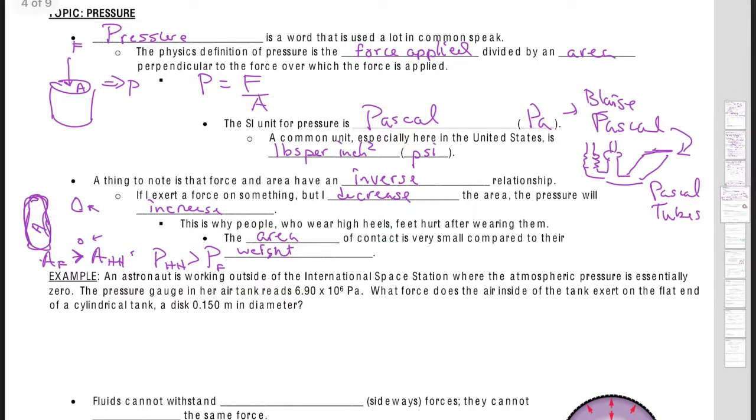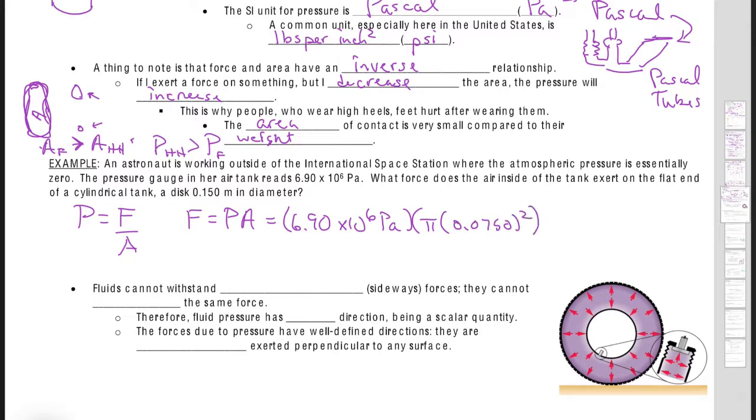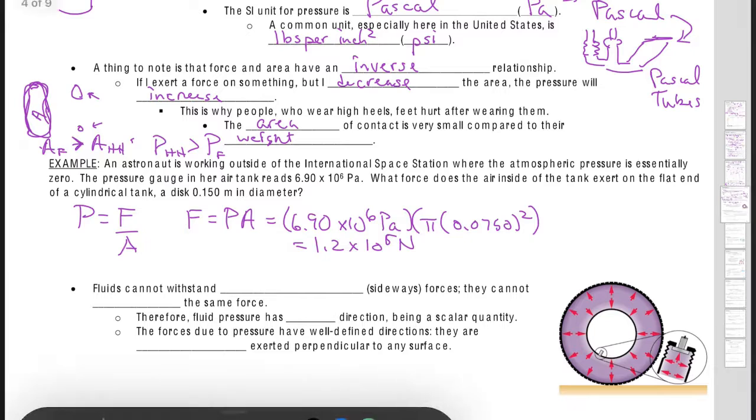Okay, and so we're going to start with our equation. Pressure equals force over area, and we're looking for force, so it's going to be pressure times area. So we have 6.90 times 10 to the 6 pascals. It tells us a cylindrical tank, so the area that it's exerting this force on is going to be a circle, but they give us a diameter of 0.150. We need to put that into a radius, 0.0750 squared. And so how much force is being exerted on that tank? 1.2 times 10 to the 5th newtons.